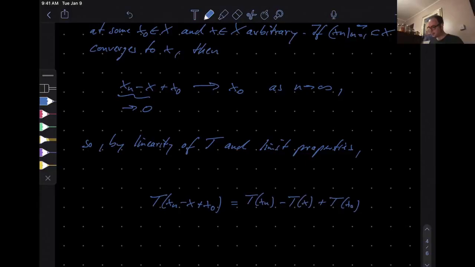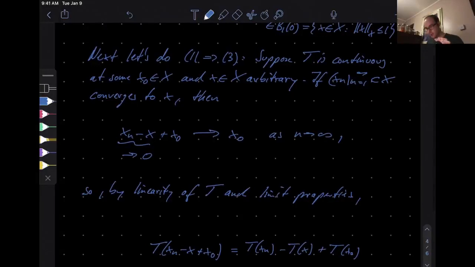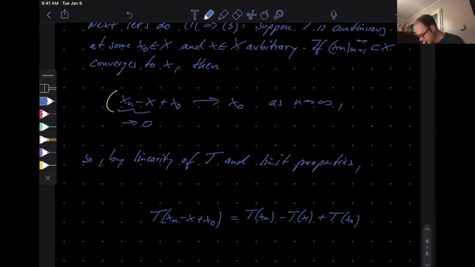Okay, that's the linearity. Now, since you have continuity at x naught, remember that is equivalent to saying that any sequence in x space that converges to x naught is sent to a convergent sequence in y space. And of course, now the sequence that I'm going to take is this one. So this one goes to x naught. That's why in y space it goes to the appropriate limit, which is T of x naught.